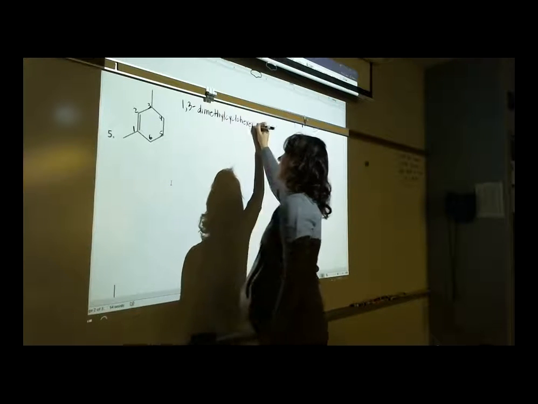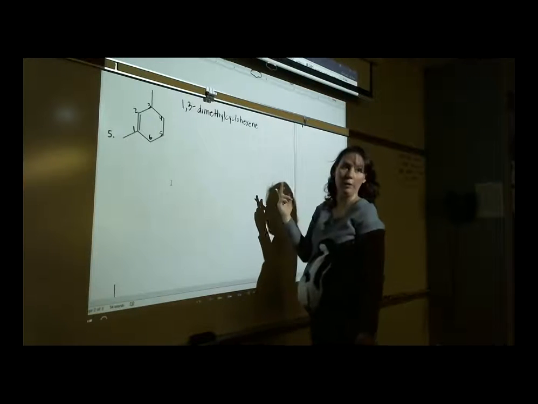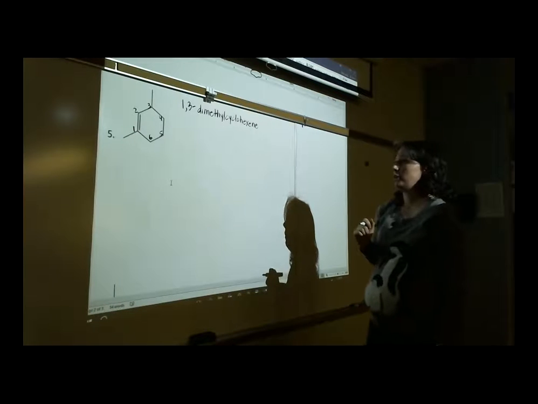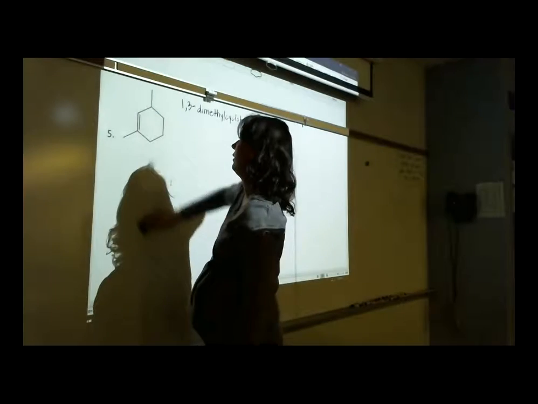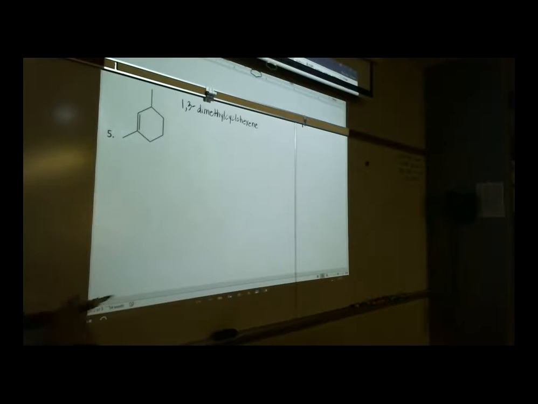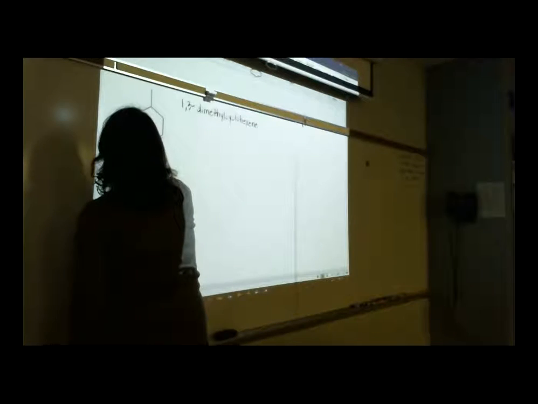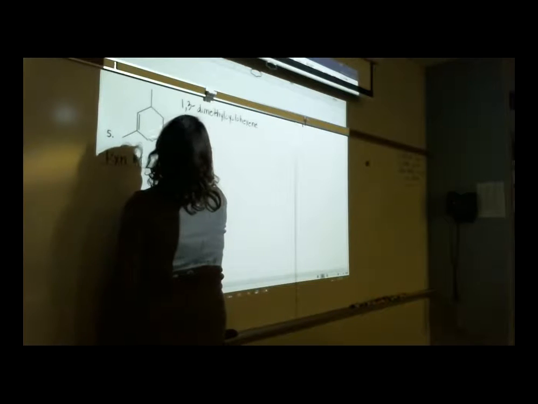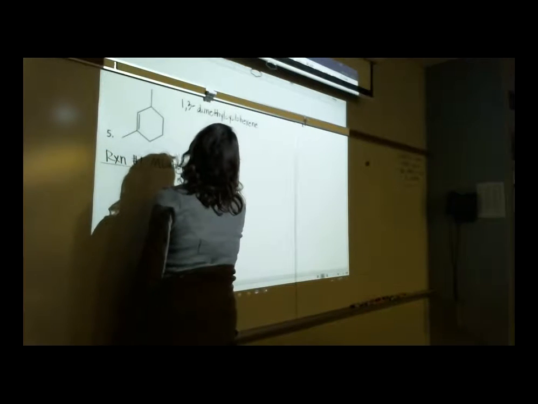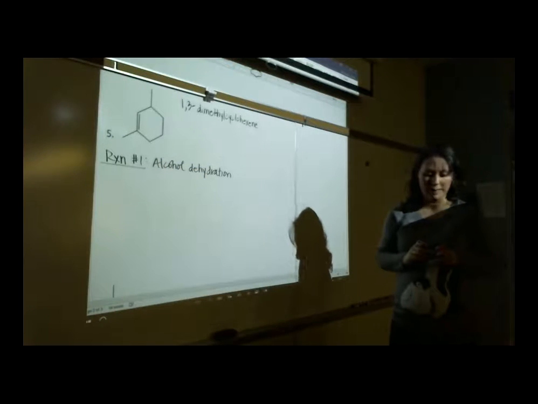Cyclohexene. You don't need to state where the double bond is in a ring, right, unless there's more than one double bond. Okay, so there are 2 reactions that we've talked about that could make this. What's one? Alcohol dehydration will do the job, right? And so where is the double bond? Let's do reaction number 1. List them out. Alcohol dehydration. And so where does the alcohol need to be?